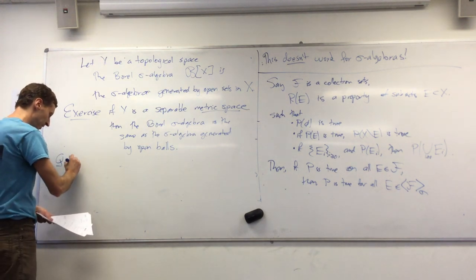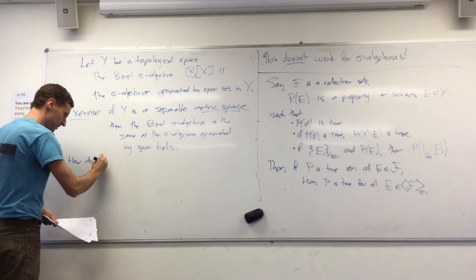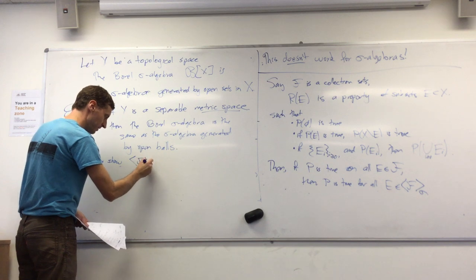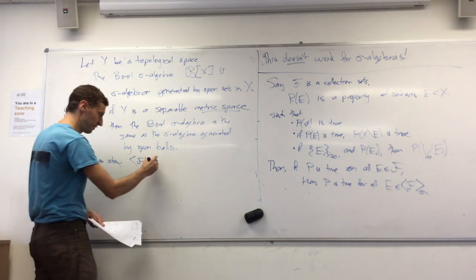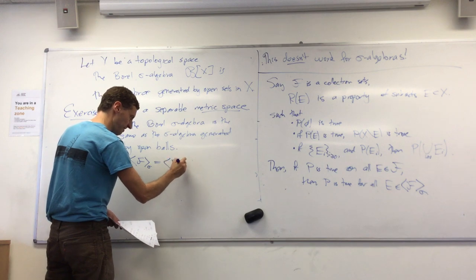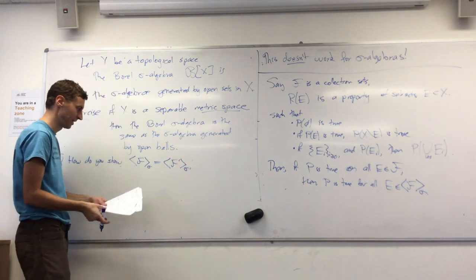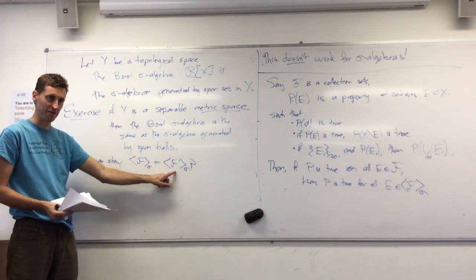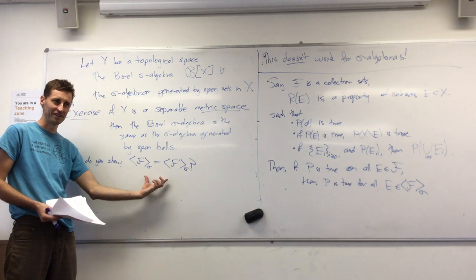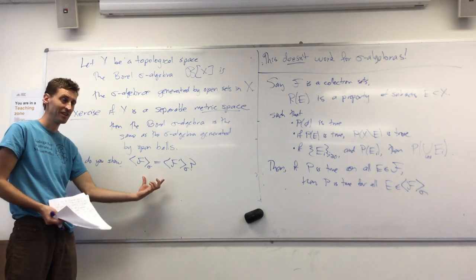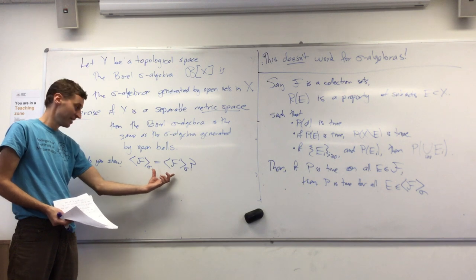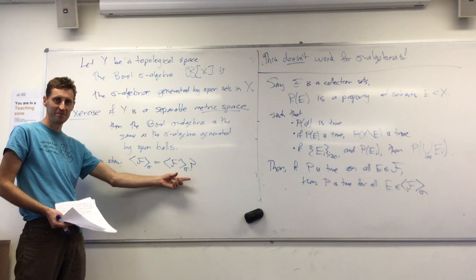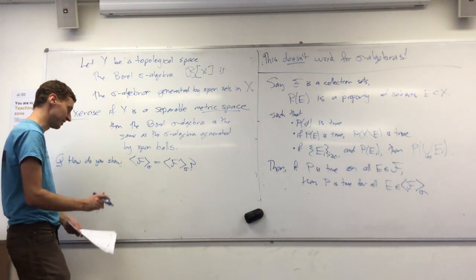Okay, so the question here is, how do you show that the sigma algebra generated by some collection of sets F is equal to the sigma algebra generated by some other collection of sets F prime? Here we're thinking F might be all open sets and F prime is just the open balls. How do you prove something like this? Yeah, exactly. You want to show that each generator in F is actually in the sigma algebra generated by F prime and vice versa.